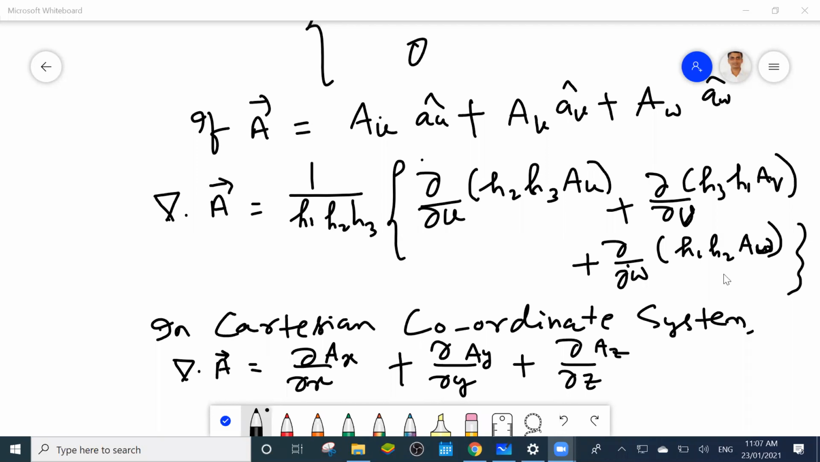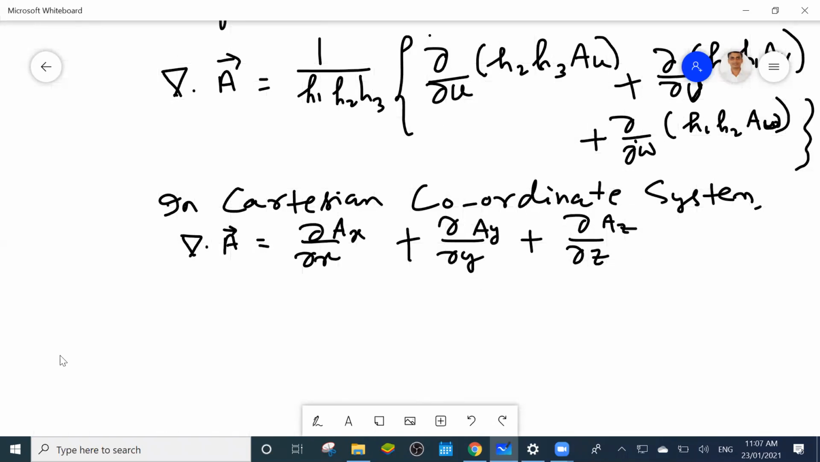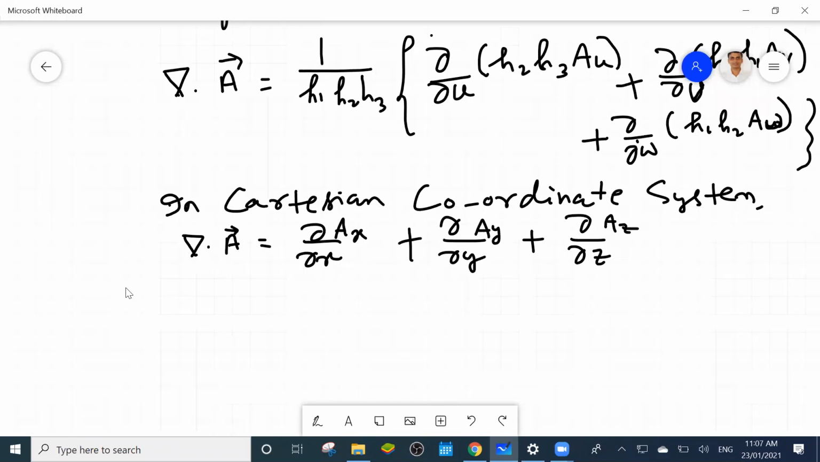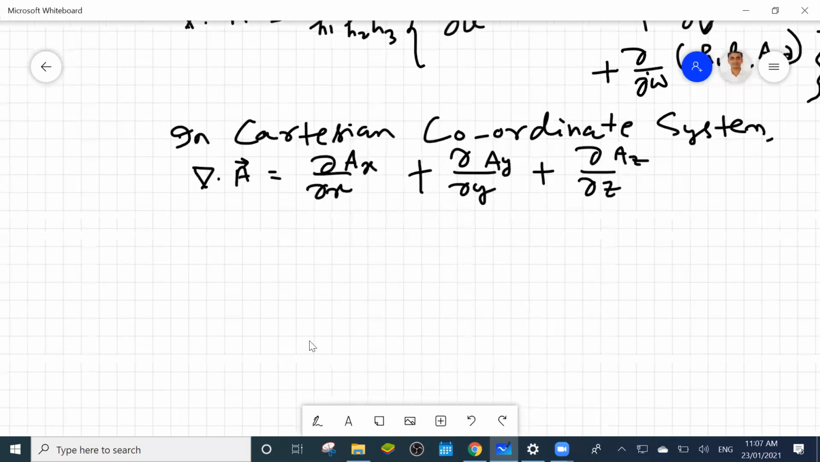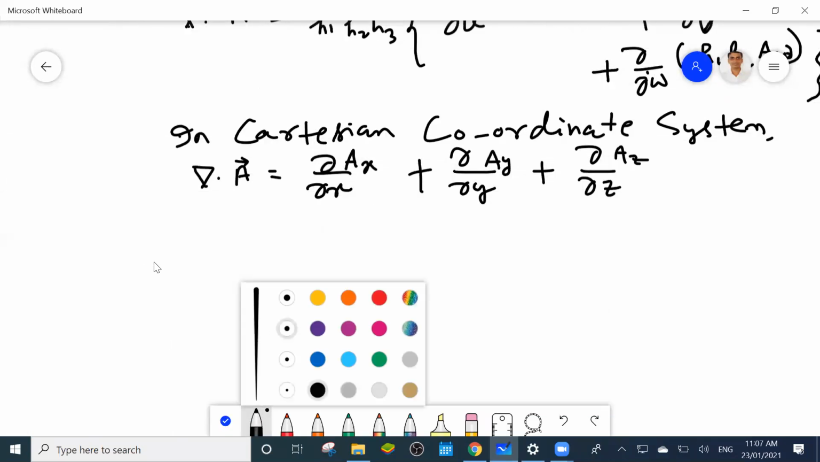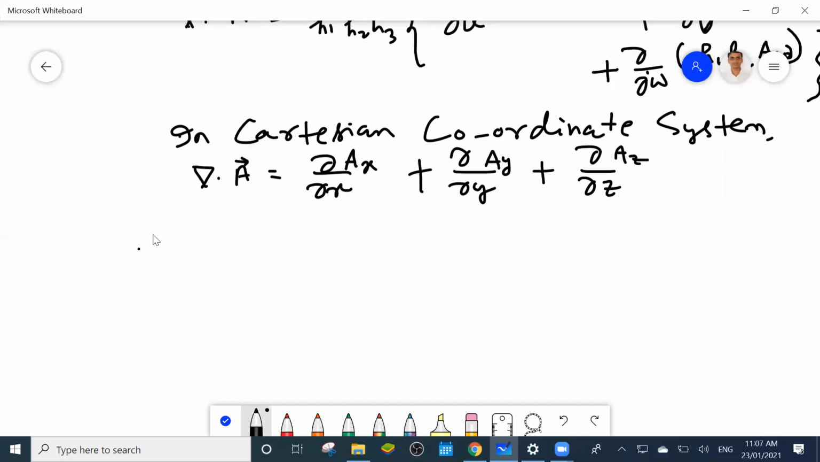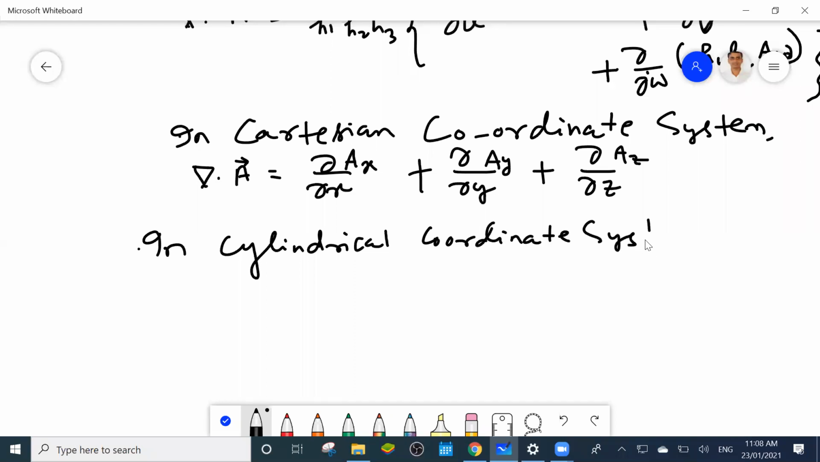Similarly, this is the divergence in the Cartesian coordinate system. So you can write the divergence of A in the cylindrical coordinate system. Write in your copy. In the cylindrical coordinate system, what is the divergence of A?